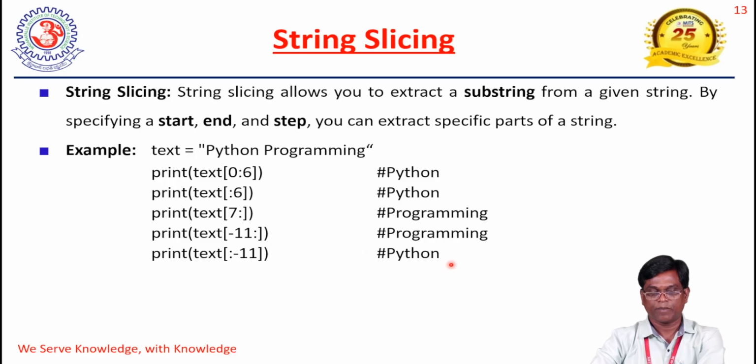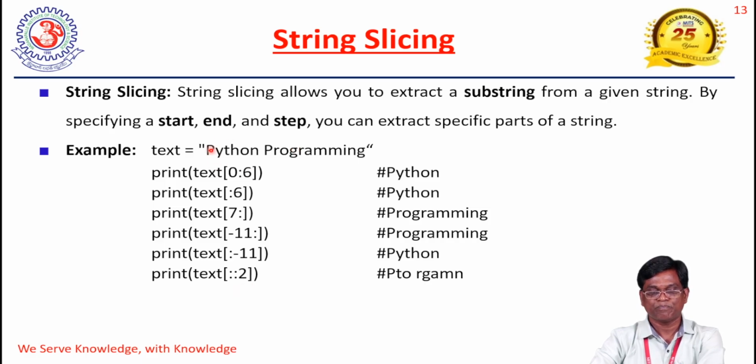And coming to another example, here I didn't give the starting index or ending index, and I gave only the step count value 2. What it means is that it will consider the entire string and display every second character from the given string.